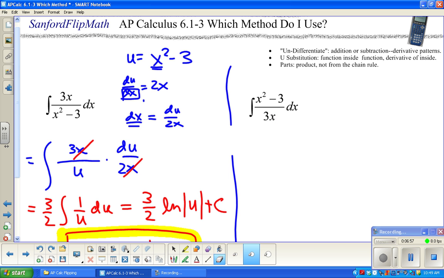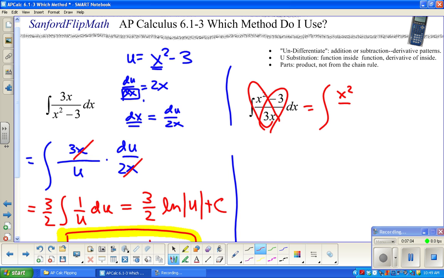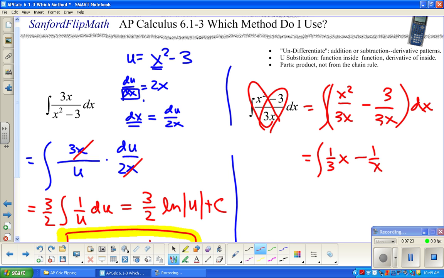This problem, and you're going to be mad, can be split up into two separate fractions. So this just becomes x squared over 3x minus 3 over 3x. I'm going to rewrite that also as the antiderivative of, or integral of, 1/3 x minus 1 over x. And just one more time, I'm ready to do antiderivative here. So I'm going to go term by term.